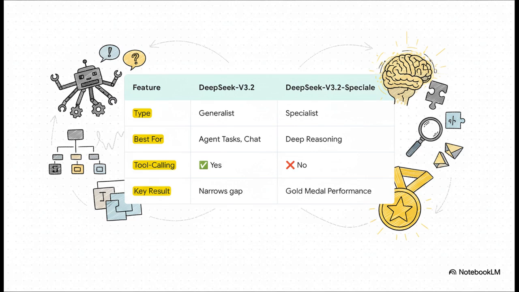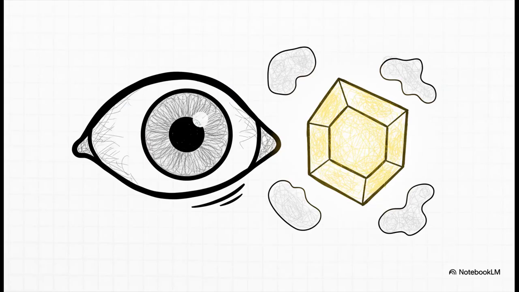But then there's DeepSeek V3.2 Speciale. This one is a laser-focused specialist, trained only on reasoning data to tackle the absolute hardest problems you can throw at it. And look, the generalist model is already hanging with the best of them. But it's what this Speciale model can do. That's where things get really, really interesting.